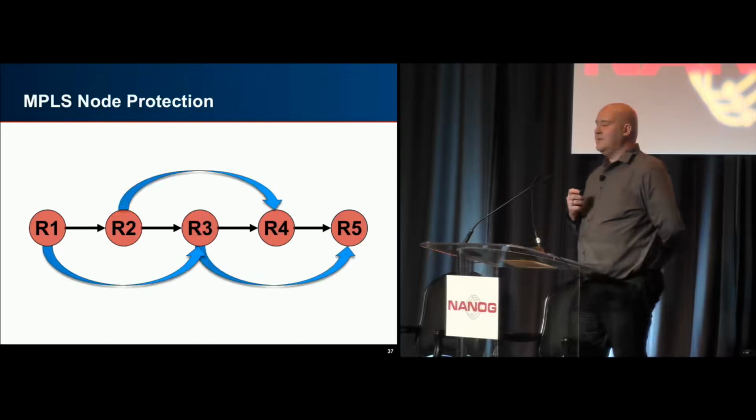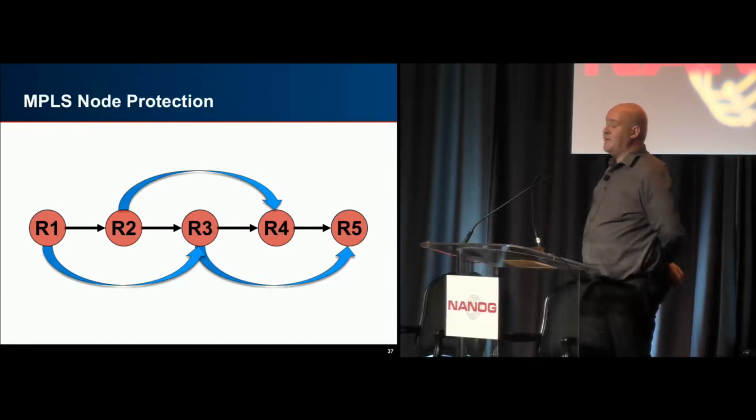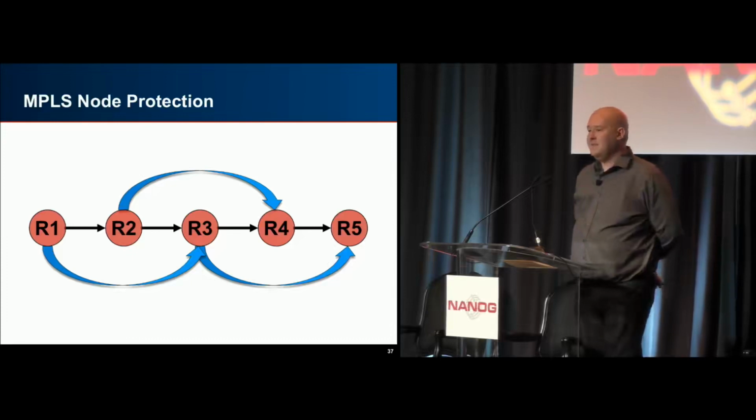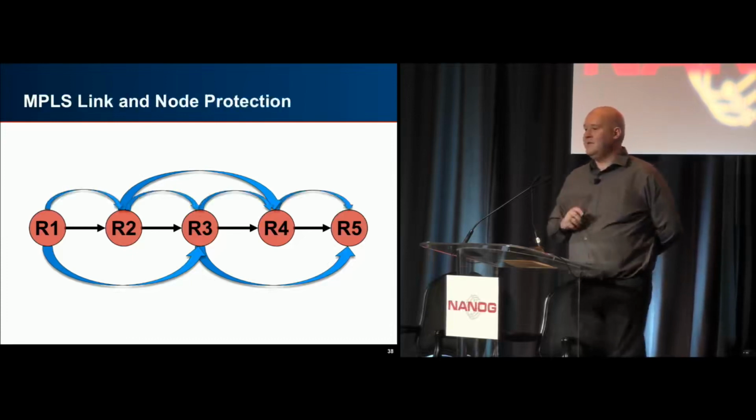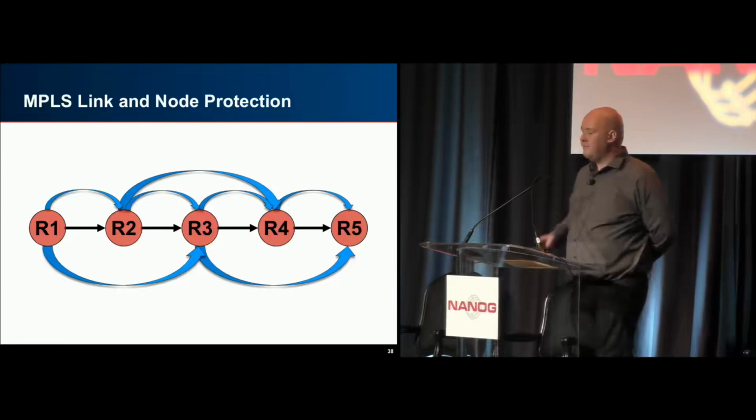This is node protection, so it goes, what happens if router 1 to router 2 goes down completely? I need to find a way to bypass it that doesn't touch router 3 at all. And here's the combination. So this is the best scenario. You're protected for every individual link failure. You're protected for every individual node failure.